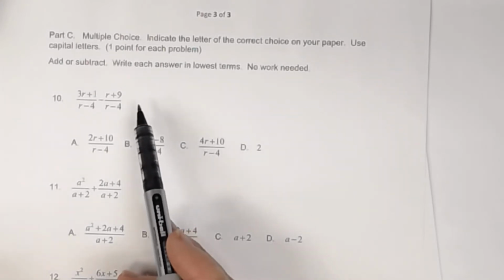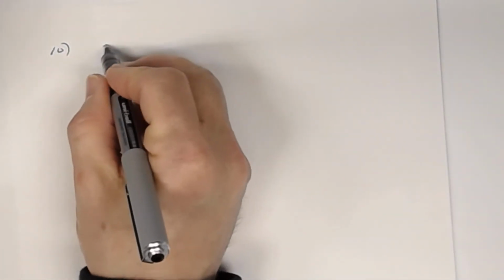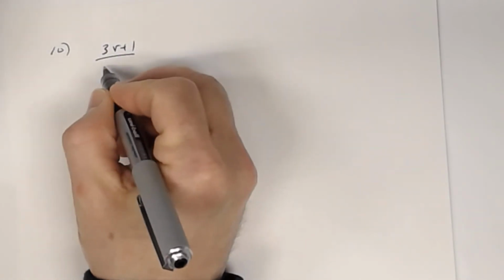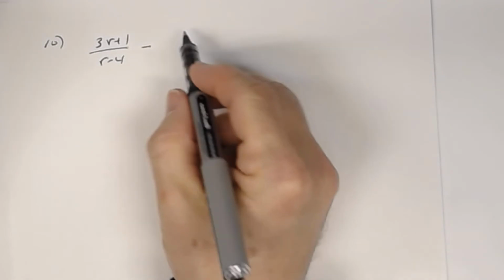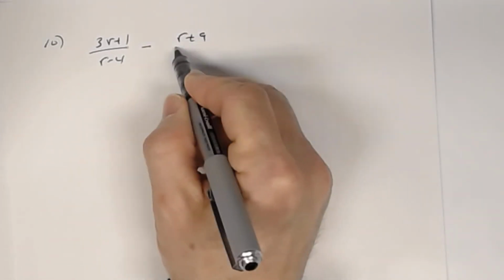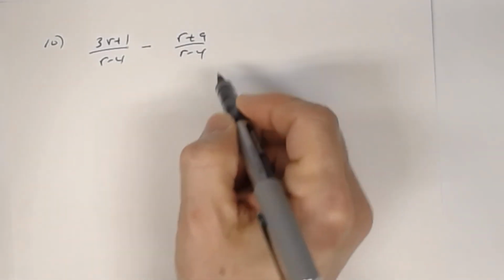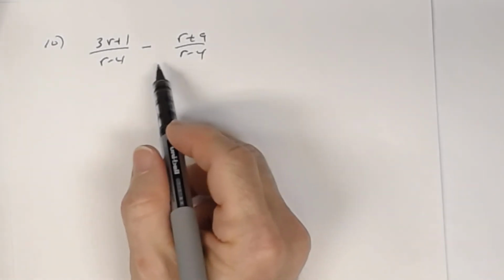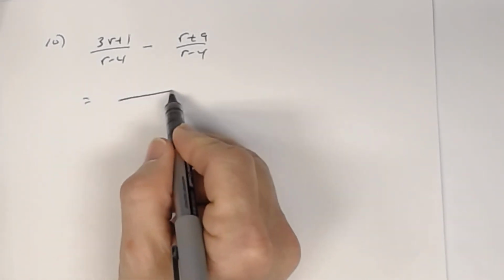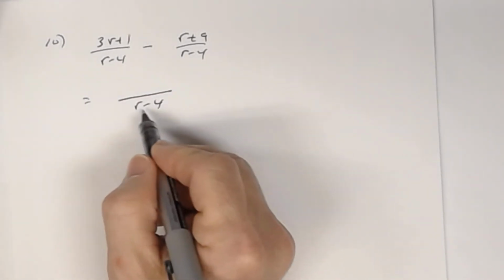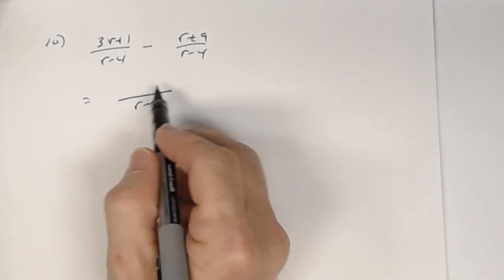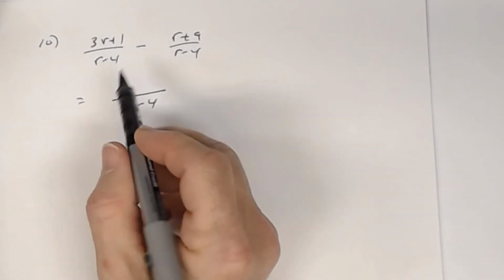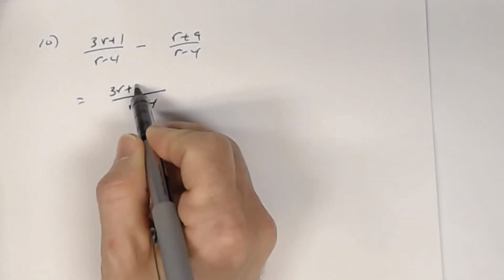with organizing your thoughts. Okay, so number 10, we have 3r plus 1 divided by r minus 4, and I'm subtracting this rational expression, r plus 9 divided by r minus 4. Now, since the denominators are the same, I can write this as one rational expression, and you just keep that denominator. So the numerator here will become 3r plus 1.